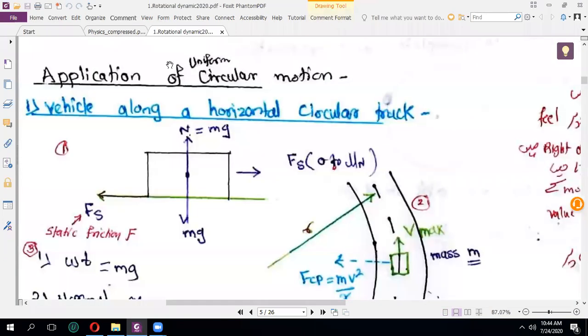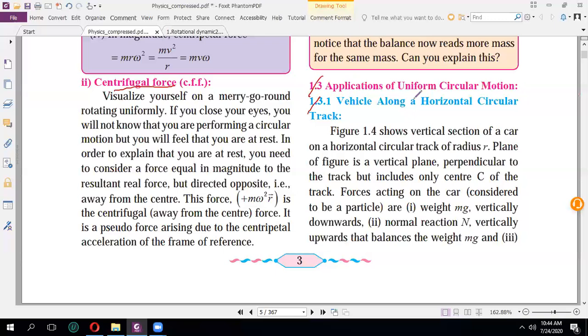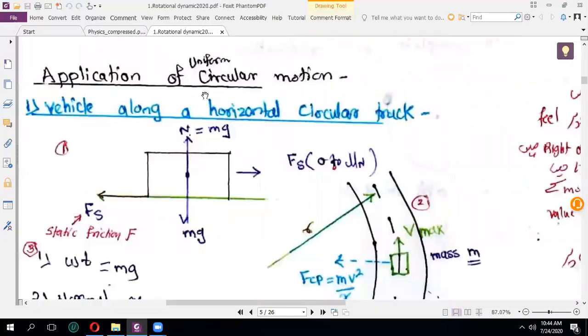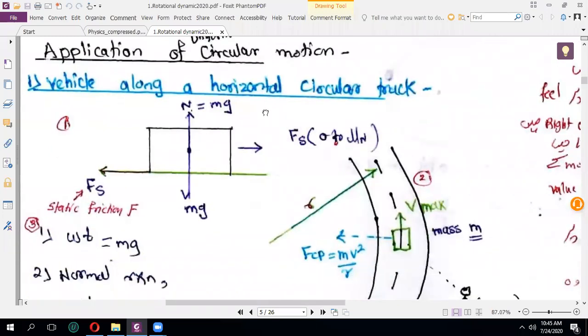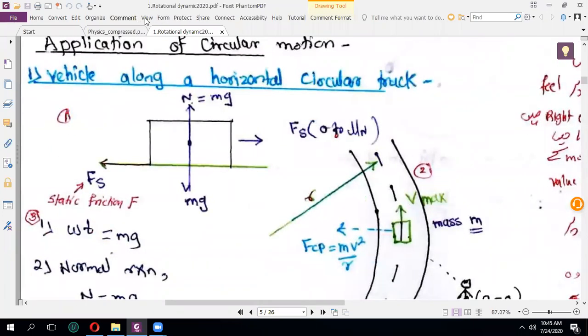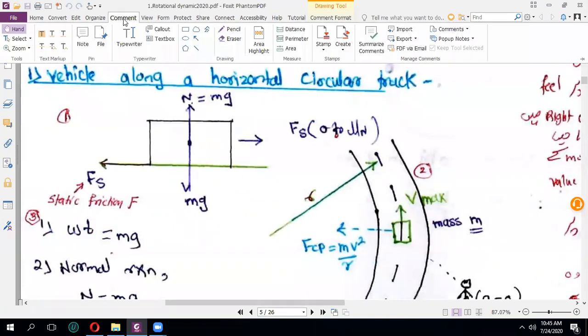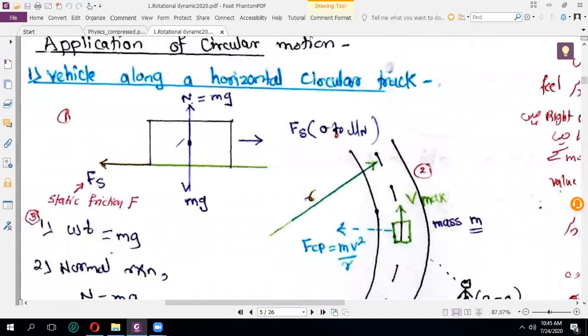So in my notes, this first part is vehicle along a horizontal circular track. To understand the circular track, we first have to understand the linear track, because we already know linear track. We studied linear motion in class 9-10, so we will easily understand. Suppose this is a car.